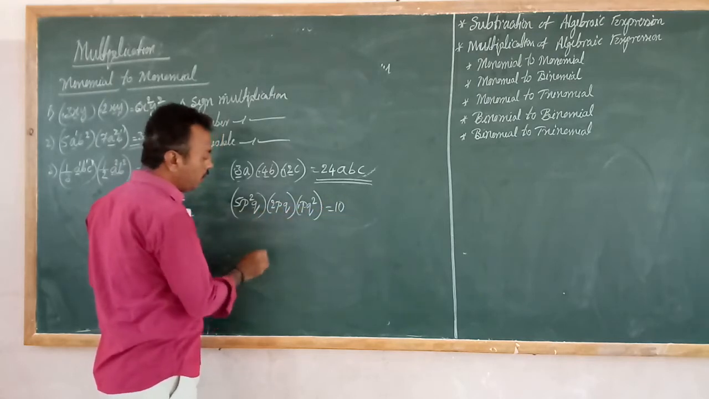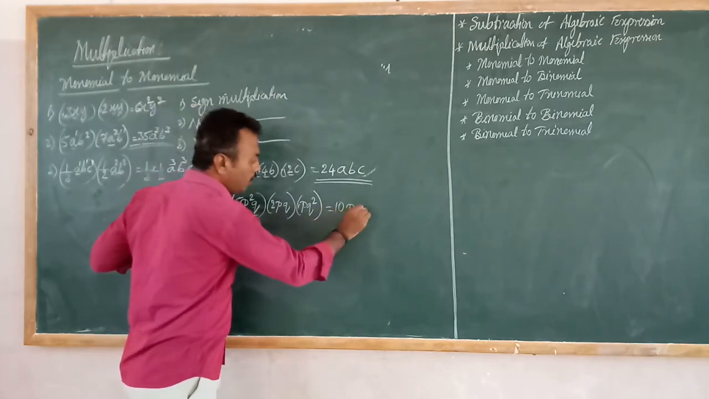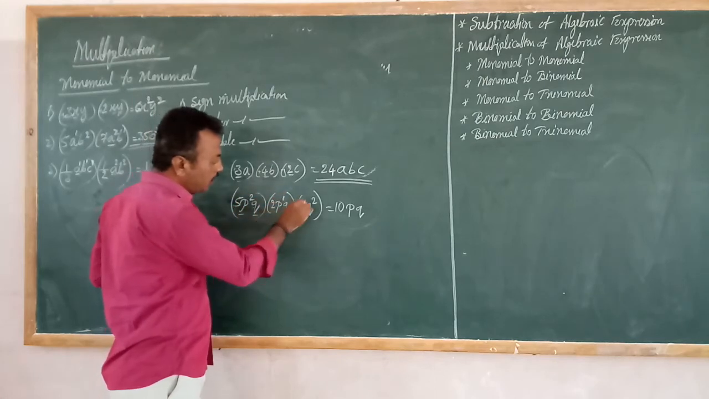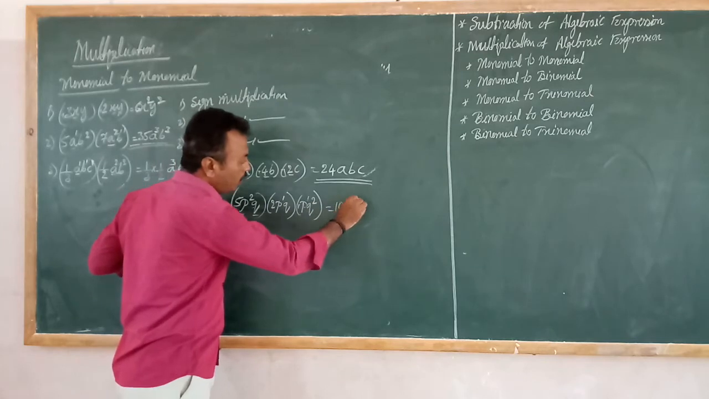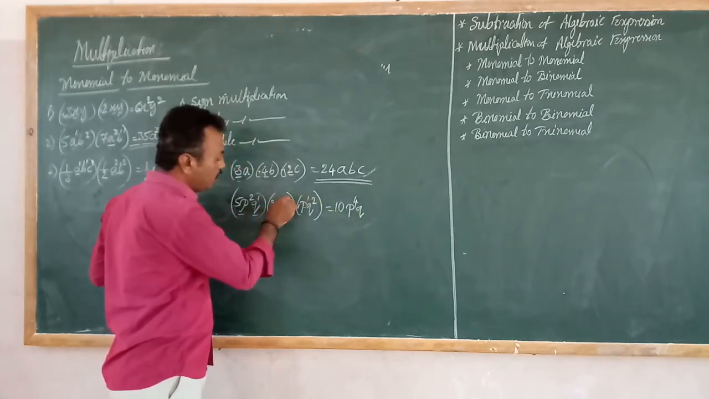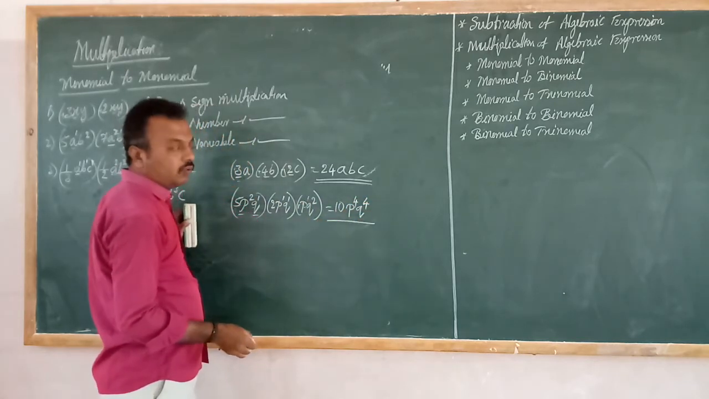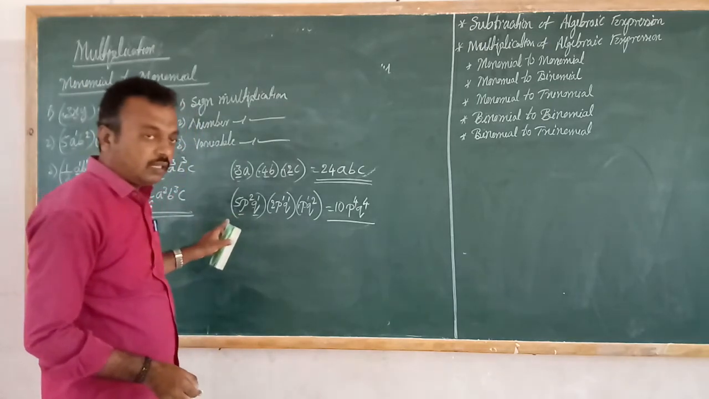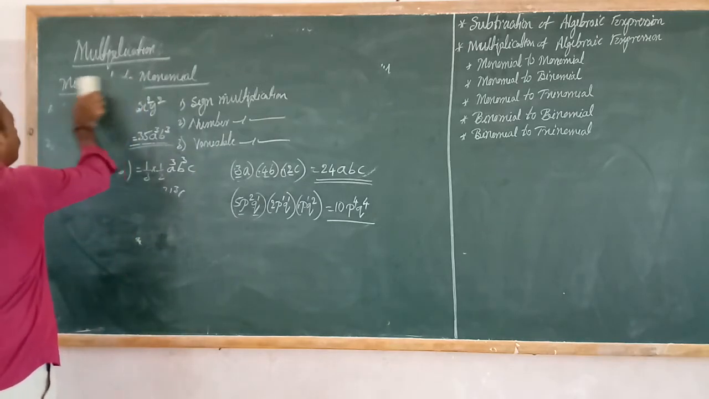After that variable multiplication. How many variables are there? 2 variables are there. What are those? P and Q. Here p square, here p power 1 is there, here also p power 1 is there. How many? 2, 3, 4. So therefore p power 4. And q: 1 is there, here also 1 is there, here 2 is there. 2 plus 1, 3, 3 plus 1, 4. Therefore 10 p to the power of 4 and q to the power of 4 is the product of these three terms. Okay, I understand, friends. So this is the multiplication of monomial to monomial.